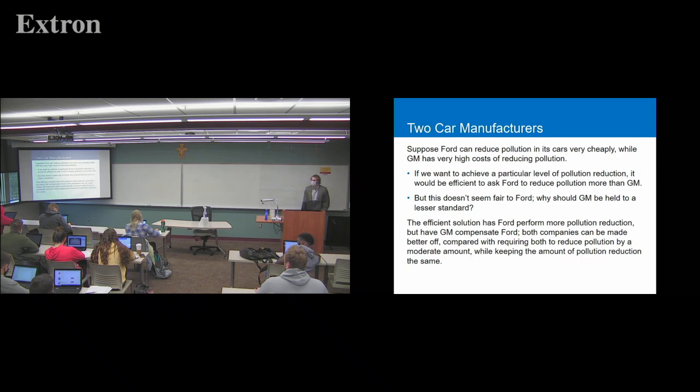Obviously, this doesn't seem fair to Ford. They're being held to a different standard. They're being forced to do more than GM is. So the efficient solution involves some sort of Coasian bargaining. Have Ford perform more pollution reduction than GM does, because it's much easier for them to do so, and then have GM compensate Ford for doing that. Because Ford is forced to do more pollution reduction than GM, GM just pays for it. So both companies can be made better off, and we end up reducing pollution more than if we require both to reduce pollution by a moderate amount.